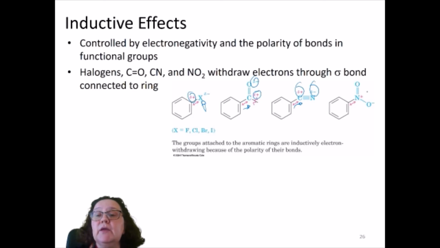Again, in this case, it's not a partial positive charge; it's a proper positive charge on the nitrogen. That means again that pulling, withdrawing of electrons from the benzene ring and into the substituent, and that withdrawing of electrons happens through a sigma bond. So we're not looking at the pi skeleton. It is withdrawing through the sigma bond between the carbon of the benzene attached to the functional group.